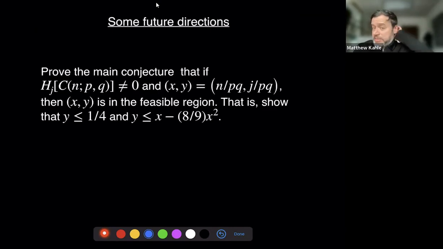I would still really like us to show that if homology is non-trivial, then y is less than or equal to a quarter, or y is less than or equal to x minus 8/9 x squared. But so far, we don't know how to show that. So I'd be just as happy if any of you could show that, or maybe even better, show that that's not true. If you could find one non-trivial cycle outside of that parabola, where y is greater than x minus 8/9 x squared, then it's back to the drawing board, and all you need for that is just one example, one counterexample.